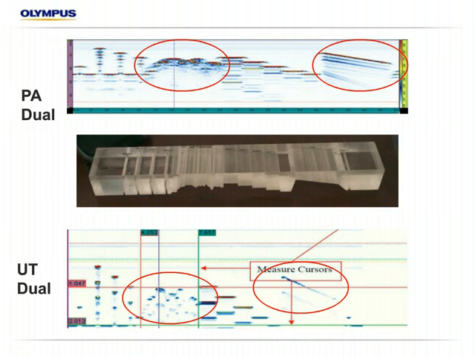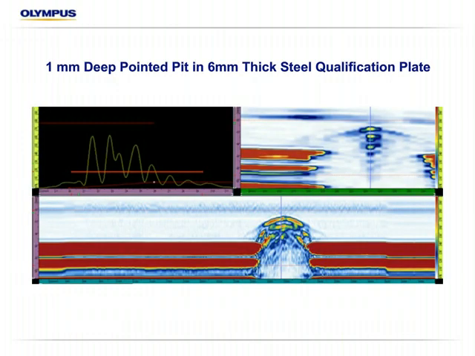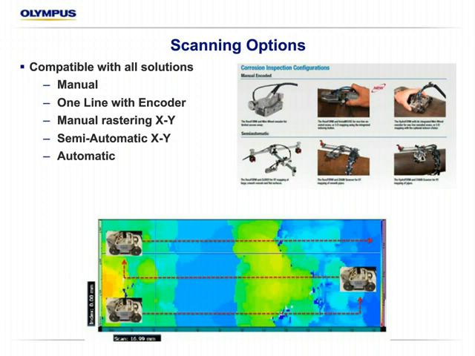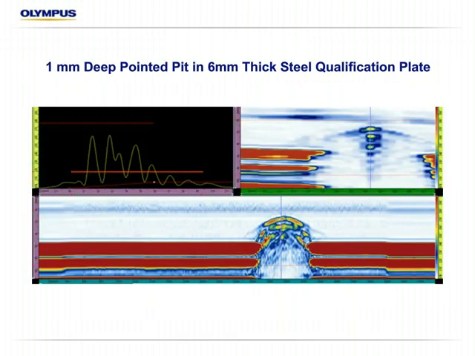One more, a little too fast. One more example. This is actually out of a customer's qualification plate. It's 6 millimeter carbon steel. They were tasked with qualifying using this plate, proving their detection capabilities. So this again is using the DLA. This is a 1 millimeter deep pointed pit.